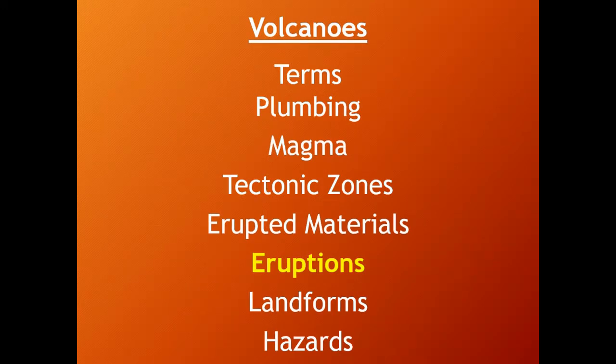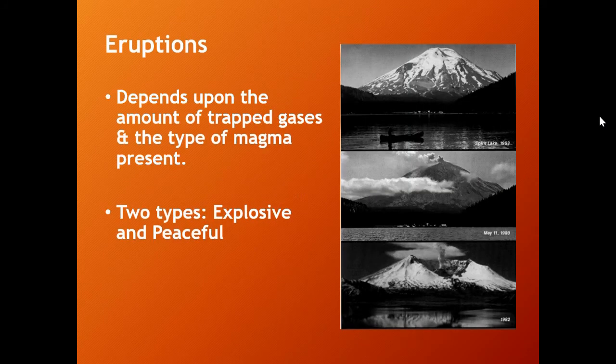All right, let's talk eruptions. There are really two kinds of eruptions that you can have with volcanoes, and that is either explosive or peaceful. The explosive type creates big billowing clouds of hot ash, gas, and pyroclastic debris. And the peaceful type just squirts magma out onto the surface. We call it lava at that point. It creates lava flows of different varieties.